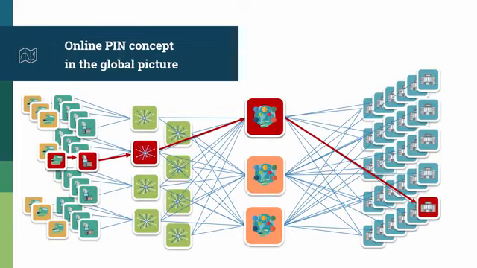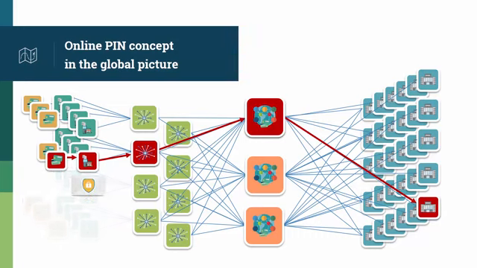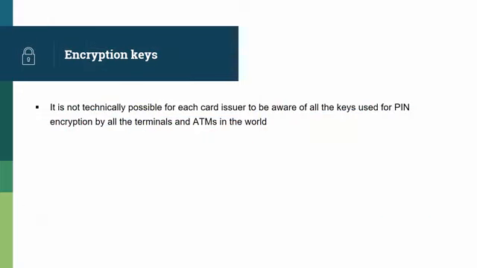Now let's zoom out of our simplified picture and see what happens with the more realistic global picture. The PIN is encrypted by the terminal or ATM and transits through a series of networks, potentially halfway around the world, to reach the card issuer. The obvious question here is, how is the issuer supposed to know the key to decrypt it? It is not technically possible for each card issuer to be aware of all the keys used for PIN encryption by all the terminals and ATMs in the world. There are millions of terminals and thousands of card issuers. That's just too big a matrix.